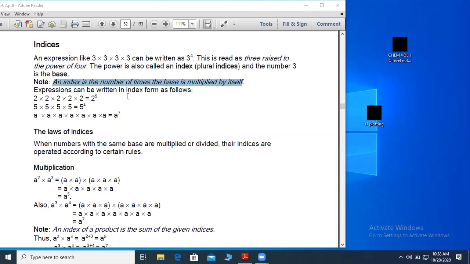Expressions can be written in index form as follows. For example, 2 times 2 times 2 times 2 times 2. This is 5 times. So the number in index form will be 2 to power 5. I think you agree with that and you have no problem with it.